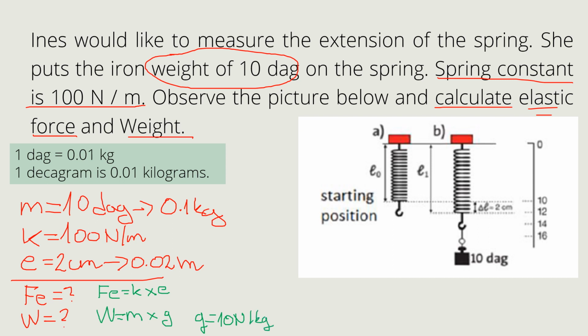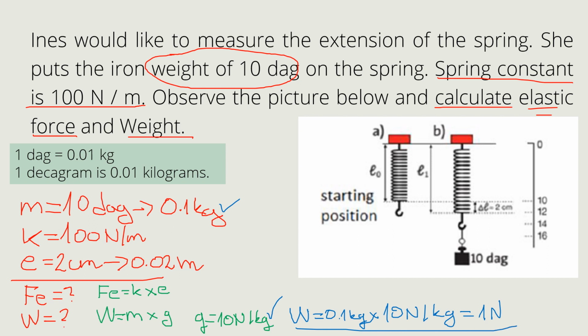Now when you have all of this information, let's see, can you do the calculation? Let's start with weight. Do you have mass? You have mass. So mass is 0.1 kilogram times, do we have small g? We have small g. So small g is 10 newtons per kilogram. So 0.1 times 10 is 1 newton. So weight in this case is 1 newton. So one part is already done.